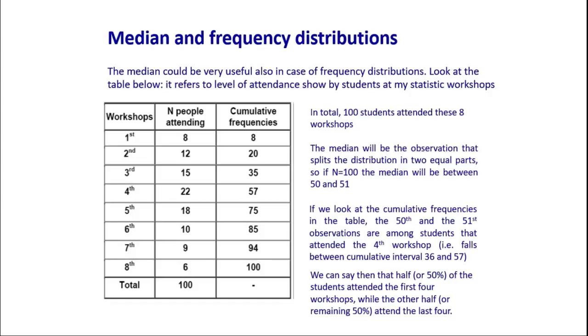Because this is from 35 up to 57. So it falls within that cumulative interval. We can say then that half, or 50%, of the students attended the first 4 workshops, while the other half, or remaining, attended the last 4 workshops. Can't say which individuals, but that's what we're making up an observation.